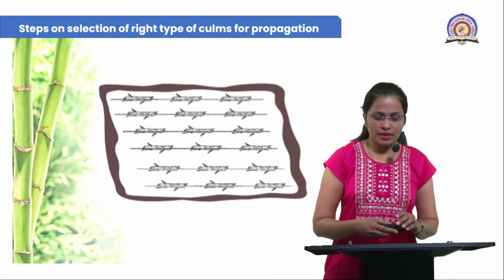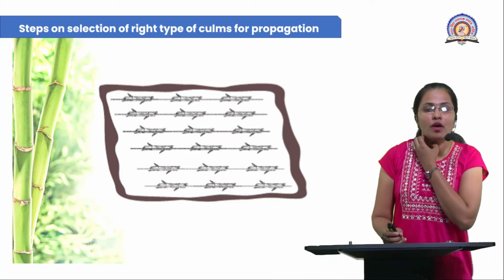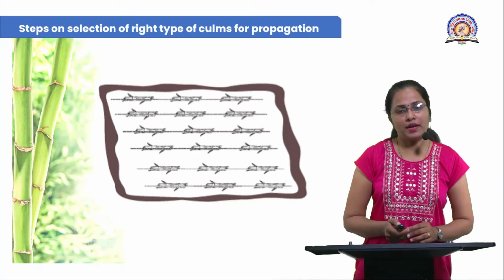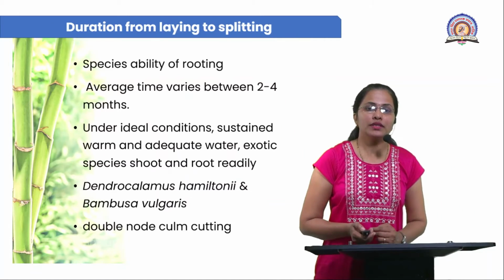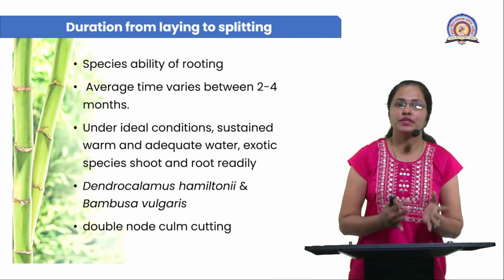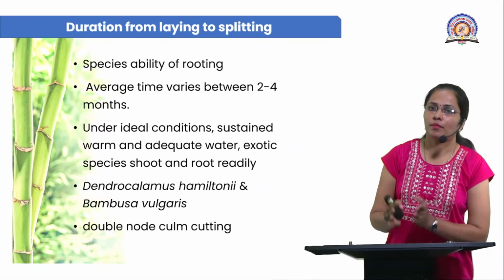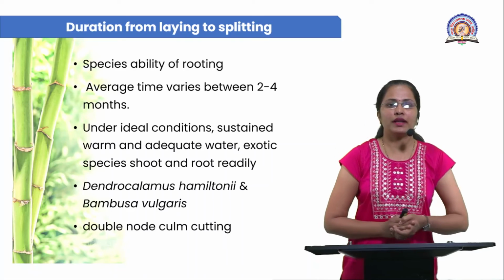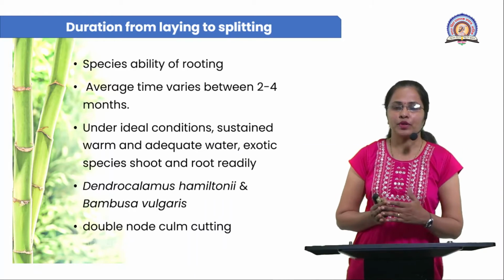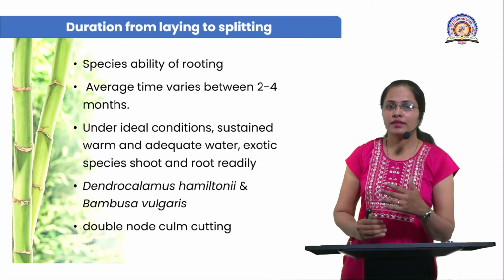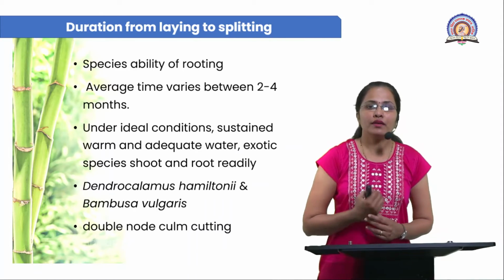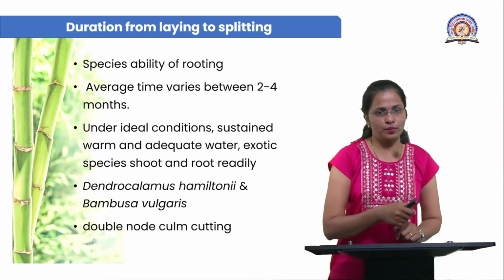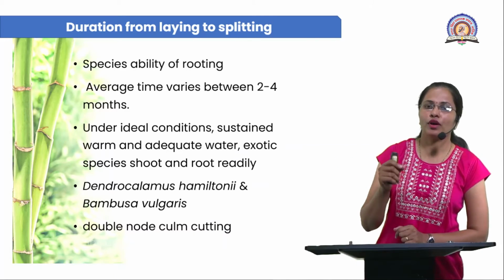After keeping this stem clump on the bed, we have to wait for 2 to 3 months. We'll get a very good plantlet within this time. This duration varies from species to species, and it is referred to as the duration from layering to splitting. Splitting is a stage when there is arising of root and shoot. The duration from layering to splitting varies from 2 months to 4 months, and it is different for different species.